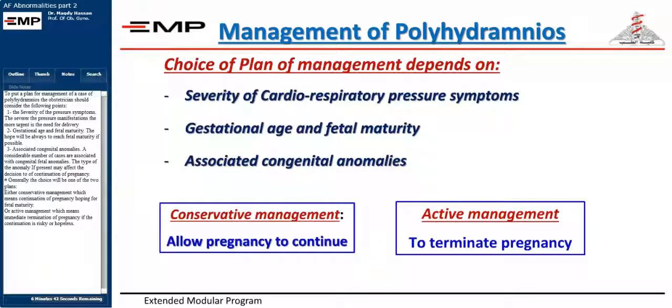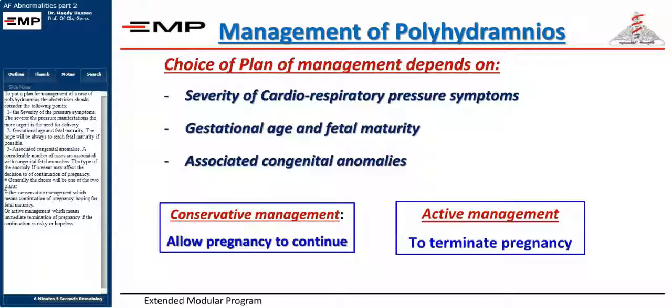To put a plan for management of a case of polyhydramnios, the obstetrician should consider the following points. 1. The severity of the pressure symptoms. The severer the pressure manifestations, the more urgent is the need for delivery. 2. Gestational age and fetal maturity. The hope will be always to reach fetal maturity if possible. 3. Associated congenital anomalies. A considerable number of cases are associated with congenital fetal anomalies. The type of the anomaly, if present, may affect the decision of continuation of pregnancy.